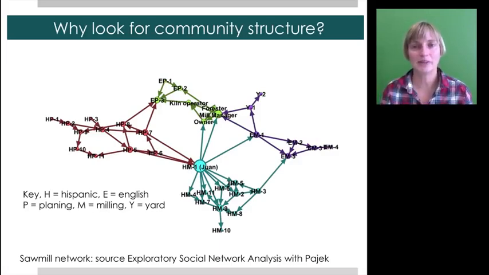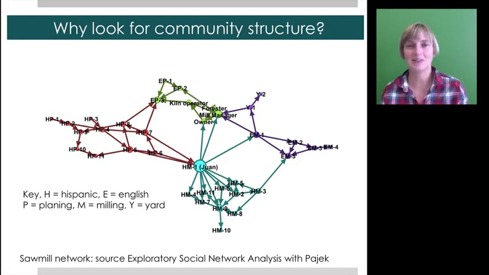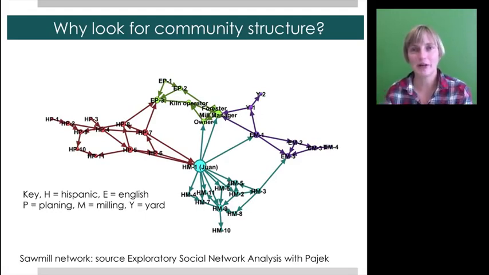This next example is taken from the book. It's actually kind of a Python manual that teaches you a lot of social network analysis as well. It's called Exploratory Social Network Analysis with Python. And in this particular data set, which I've now remapped with Gephi, you have workers at a sawmill, that is, they're processing wood.